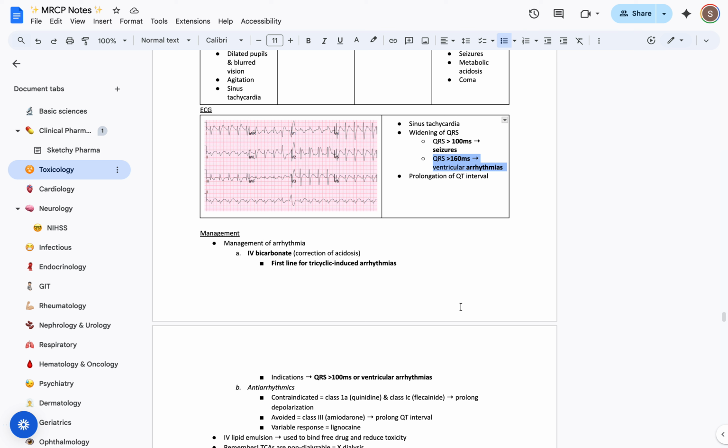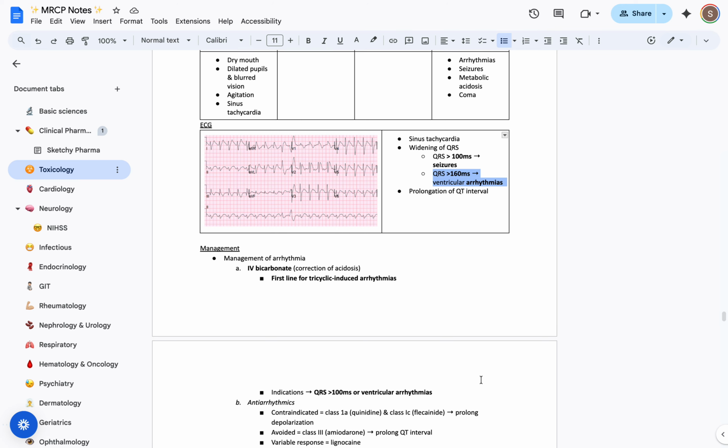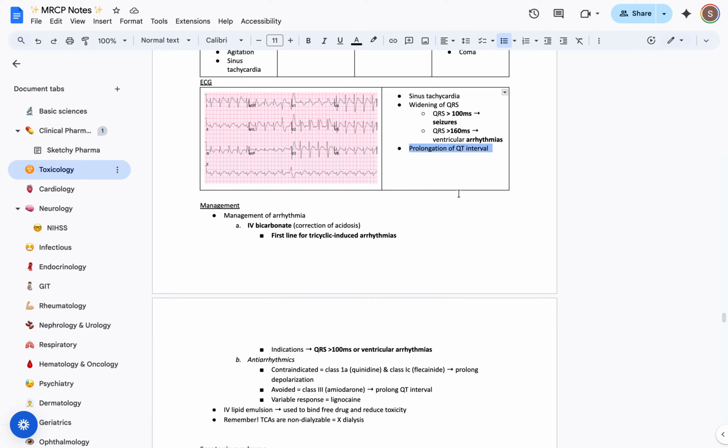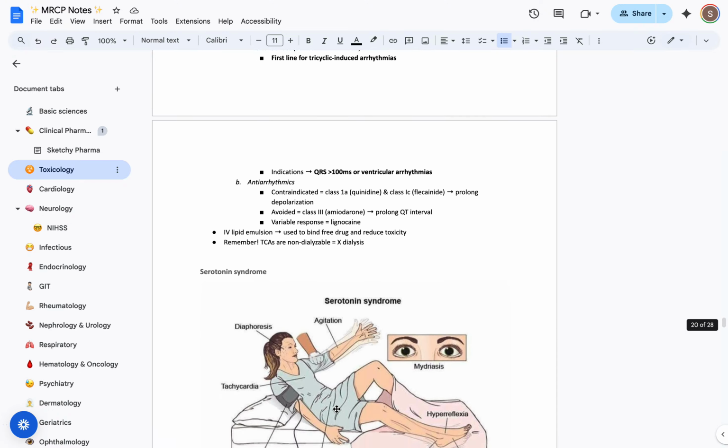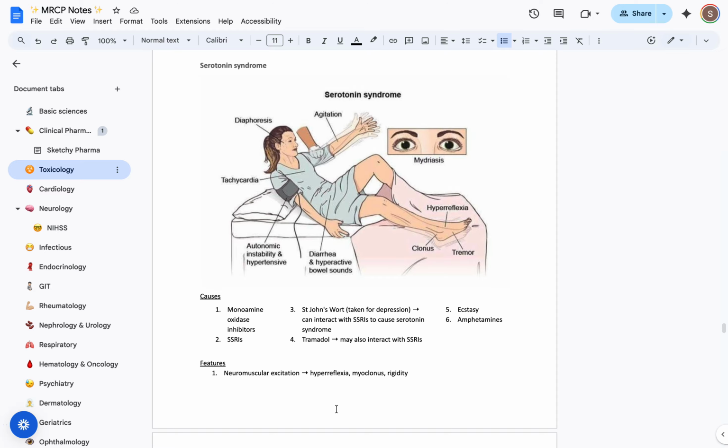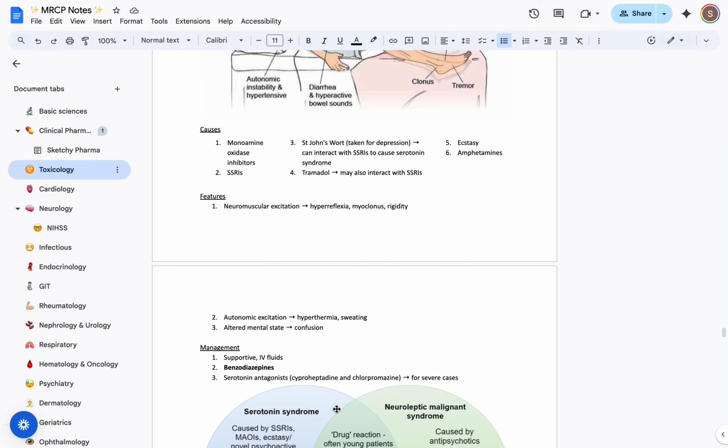Avoid class 1A and 1C because they prolong depolarization, and also avoid class 3 because they prolong QT interval, and the TCA toxicity already increases QT interval. And then IV lipid emulsion is used to bind free drug and reduce toxicity. Remember, TCAs are non-dialysable.